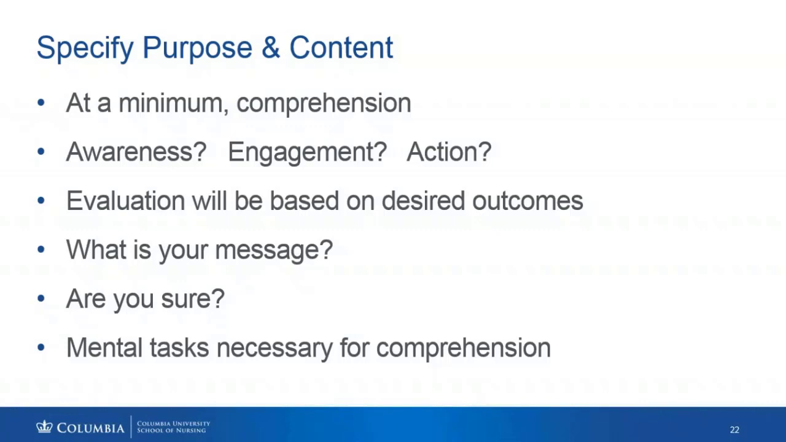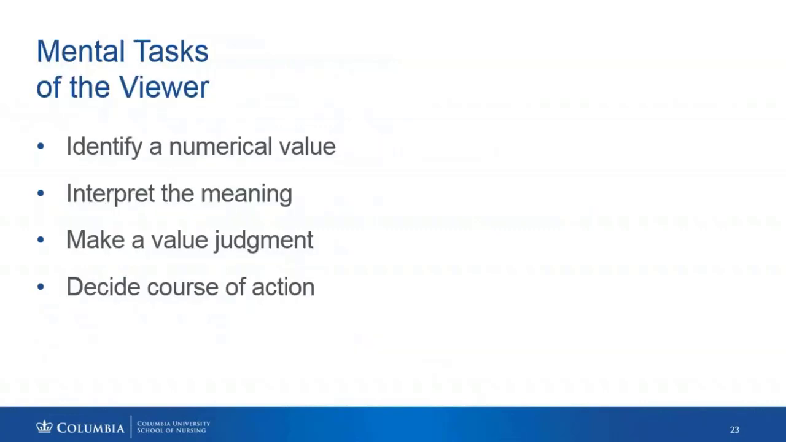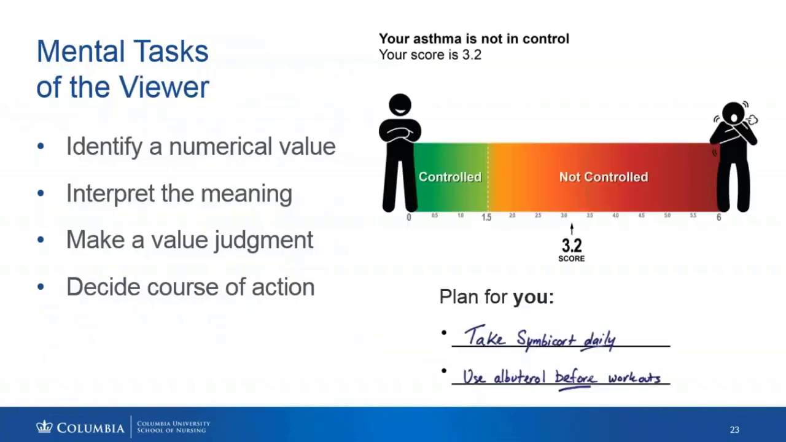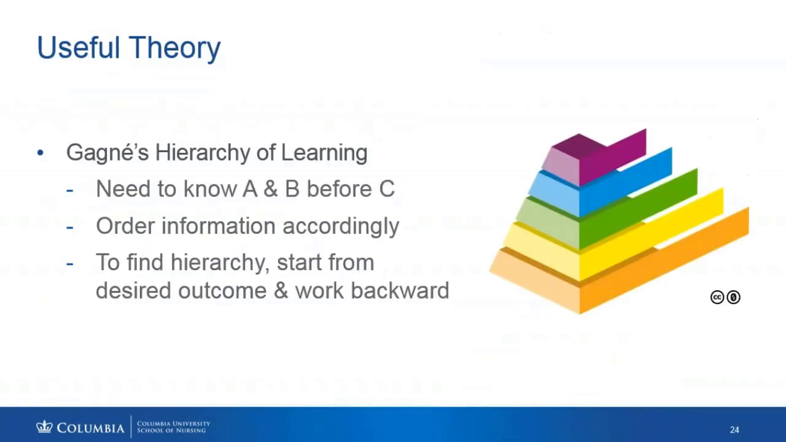And you also want to think about the mental tasks that are necessary for people to comprehend the message that you're sending. So in this case, this is the level of asthma control graphic. And the tasks of the viewer, they have to identify numerical value, 3.2, there it is. They have to interpret the meaning. So they're comparing it to the reference ranges and coming to a conclusion about that, making a value judgment about that conclusion, and then figuring out what to do, deciding on a course of action. In this case, we provide some steps for the person that are tailored specifically planned for you. This is what you should do to get your asthma in control.